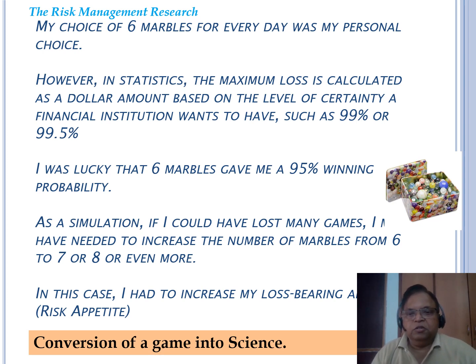Similarly, in financial institutions, if the risk increases, then they have to increase the capital amount. In this case, my maximum loss bearing capacity, or it can be said my risk appetite, was the six marbles. So it can be seen how a simple concept of a child who plays marbles converges into the concepts of modern-day risk management. That's what I wanted to share with you. This is the simple playing concept that I used to use, with the science behind it. That's where games convert into science.